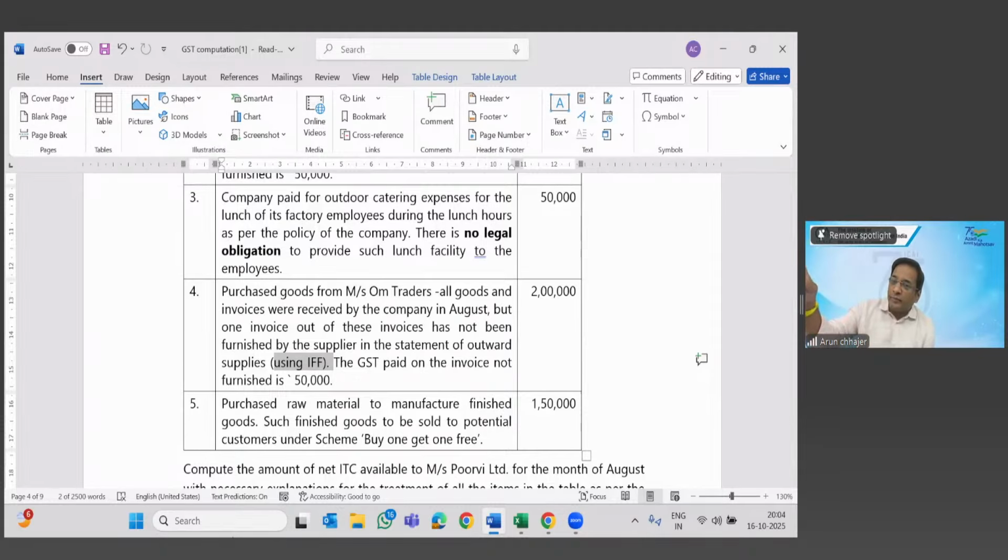Assume, Kuldeep, you are my supplier and I am your customer. You are giving the invoice of rupees 50,000, but you have not furnished it in the GSTR1 or IFF. What is the problem? Why am I not allowed to take ITC? Navneet, this is not the right answer. I need the answer as per the law.